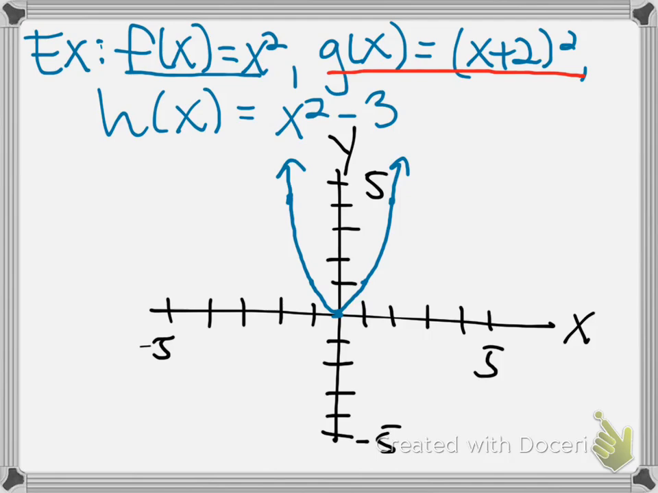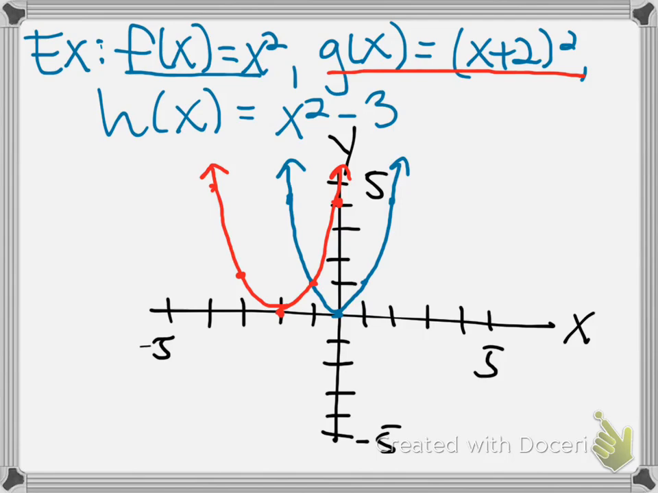So if I wanted to graph this, I would take all of the points that were on my parent function and simply plot them 2 points to the left from where they originally were. And there's my translated parabola. Again, just move 2 units to the left. If instead of being the function x plus 2 squared, I had had the function x minus 2 squared, that would still be a horizontal translation, but it would just be 2 units to the right instead of 2 units to the left.